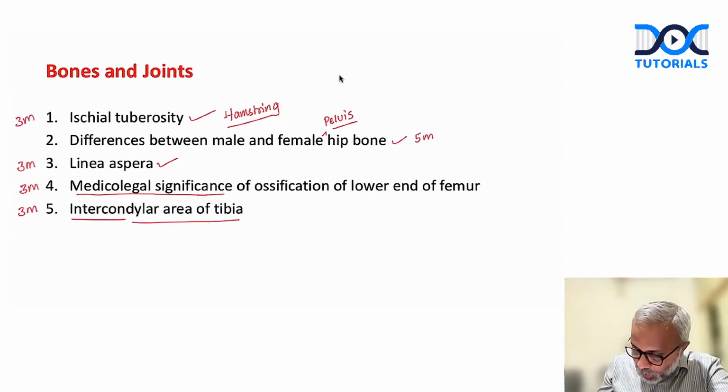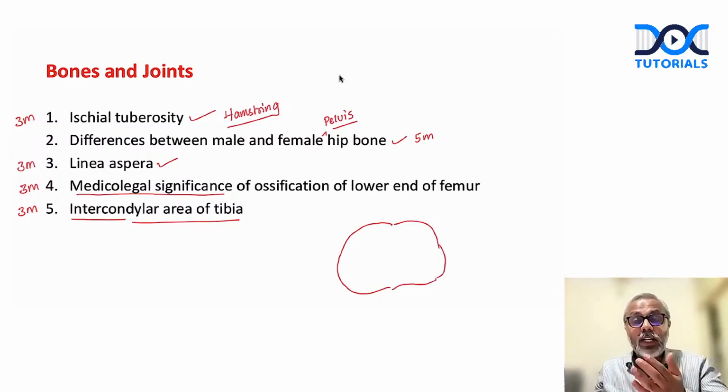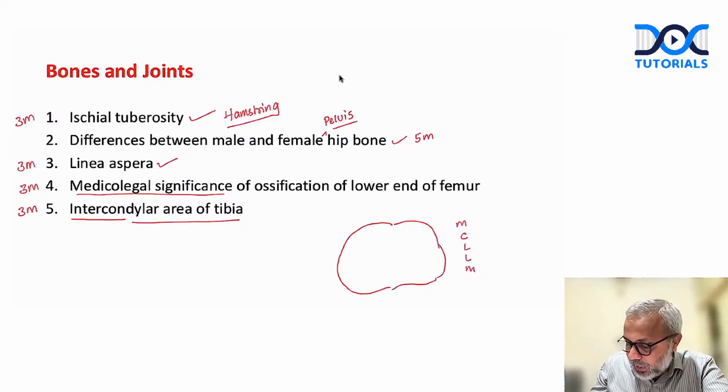If you just draw the outline of the tibia, the superior surface of the tibia, the intercondylar area gives attachment to 6 important structures. Now, what are these important structures? We can remember it by the mnemonic Medical College Lucknow, Lucknow Medical College. So what are these structures?